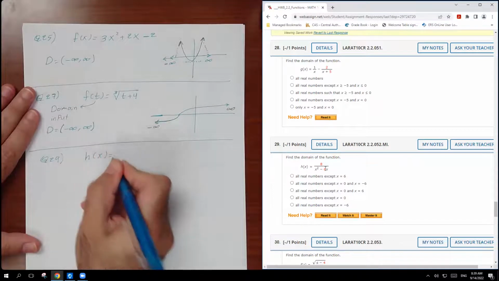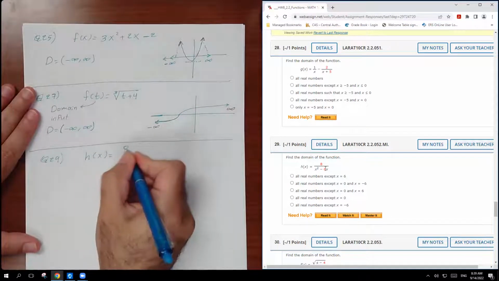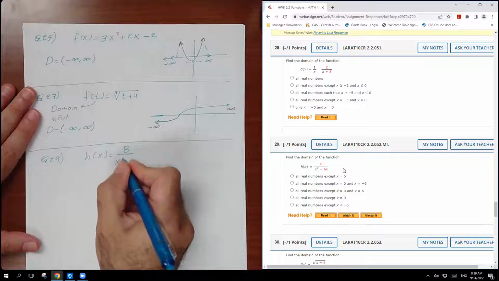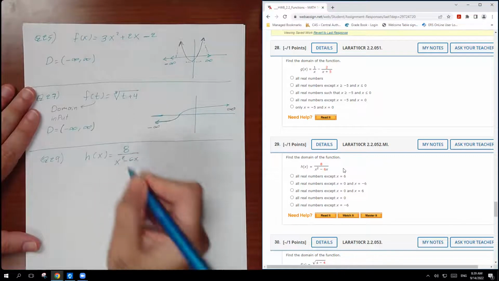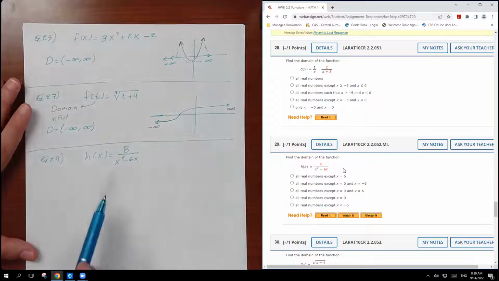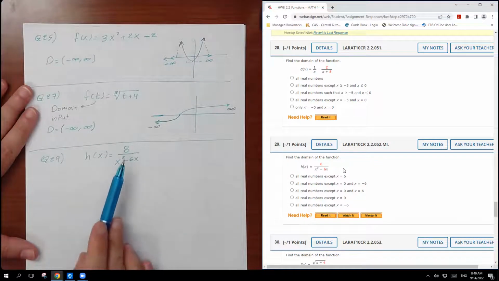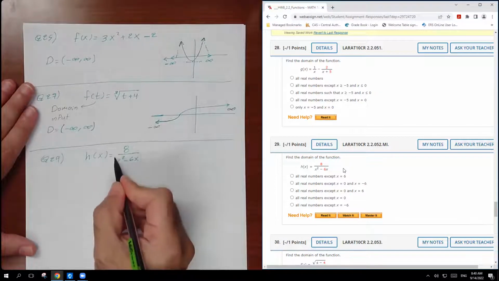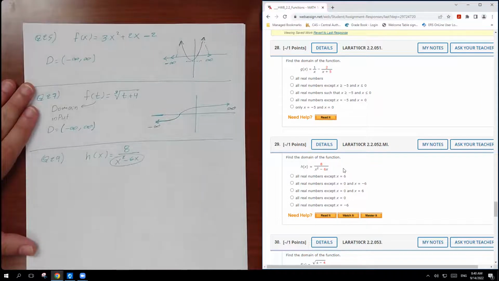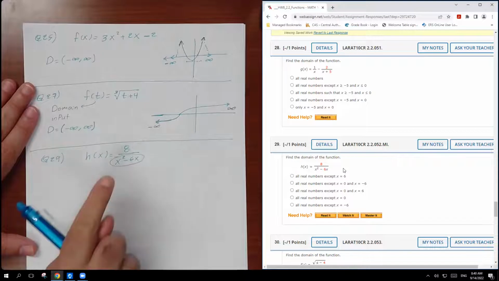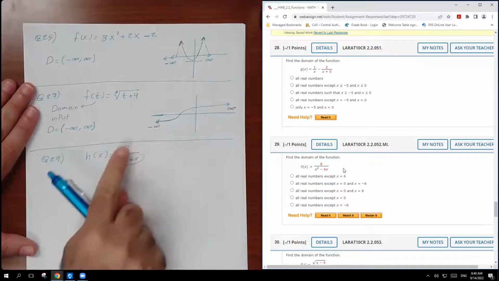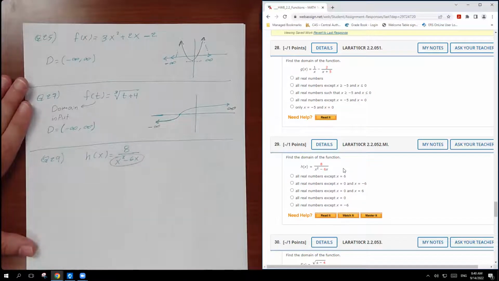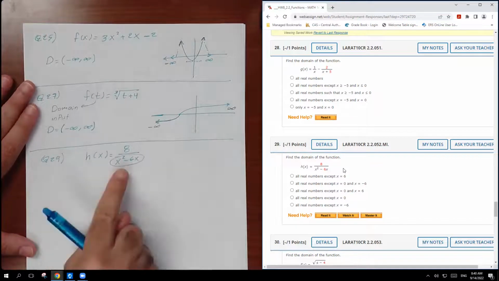We have h of x equal 8 over x squared minus 6x. Let's find the domain for this one. Every time when you have a rational function, how to find the domain? To find the domain, we need to find which value you're going to plug in instead of x to make the function undefined. So I'm going to take this number out and consider all the rest of the numbers, except the value I'm going to find here.